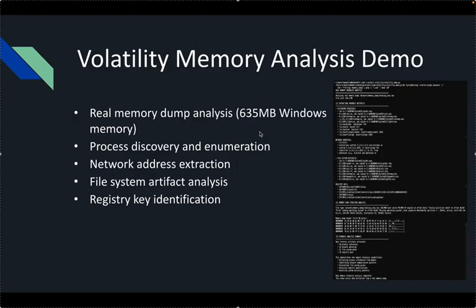So we have a Volatility memory analysis demo. This demonstrates real memory dump analysis on a 635 MB Windows memory sample. You can see the comprehensive output showing dynamic forensic artifacts, suspicious process enumeration, and network addresses that reveal communication patterns, and file system artifacts recovered from volatile memory. The hex dump on the right shows raw memory content being parsed. This type of analysis is essential for understanding advanced attacks that operate primarily in memory.